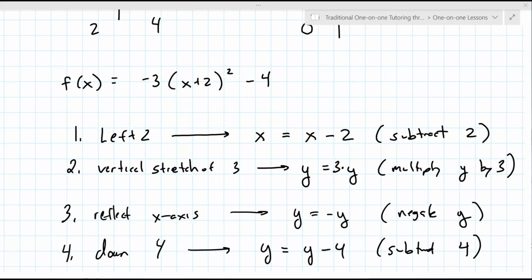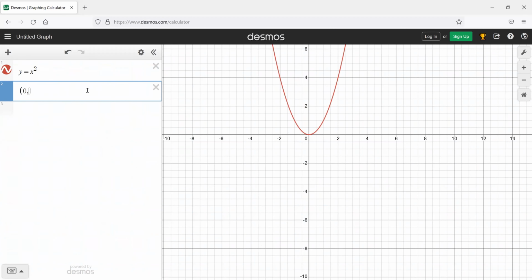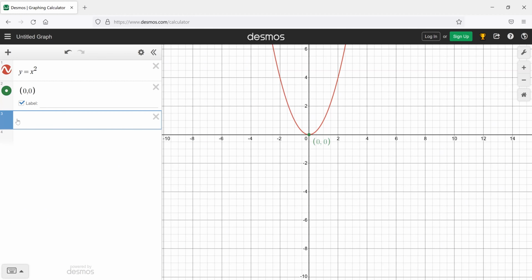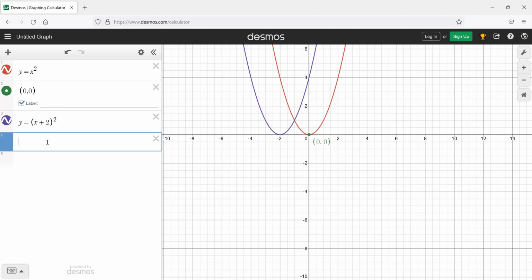Okay, all right. So let me share this again and see if you can follow along here. I know you can. So let's plot this point 0, 0. That's the original vertex there. Now, the first thing we did is we went x plus 2 squared. Do you see how everything went left 2? Okay, so what is our new vertex?